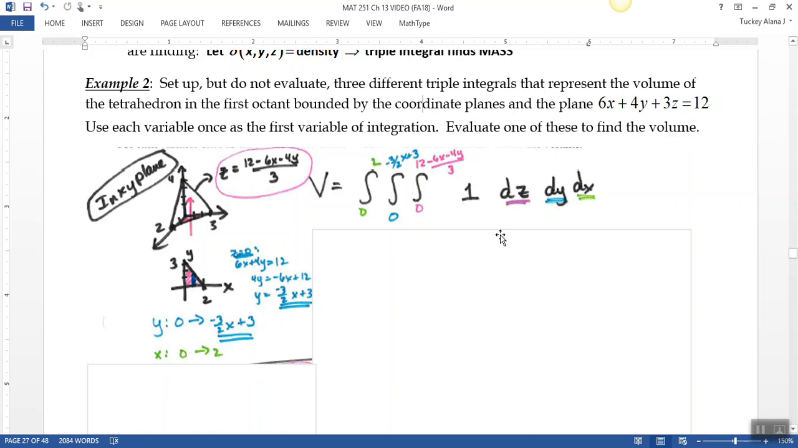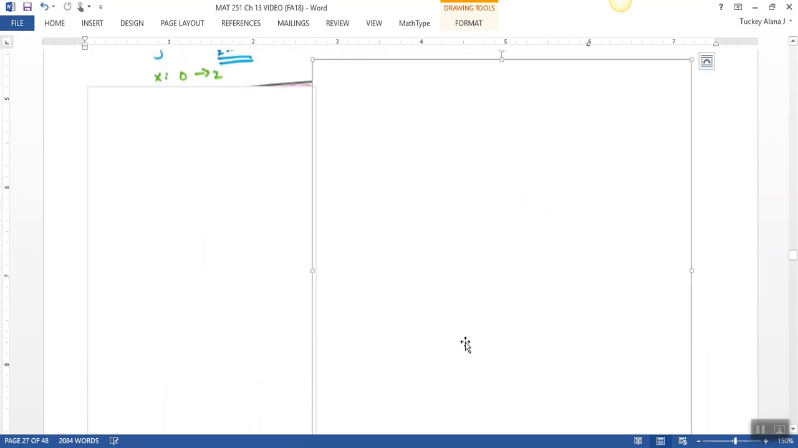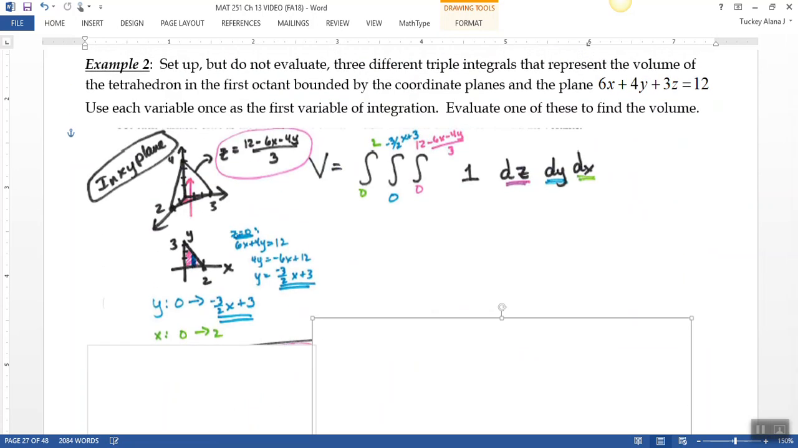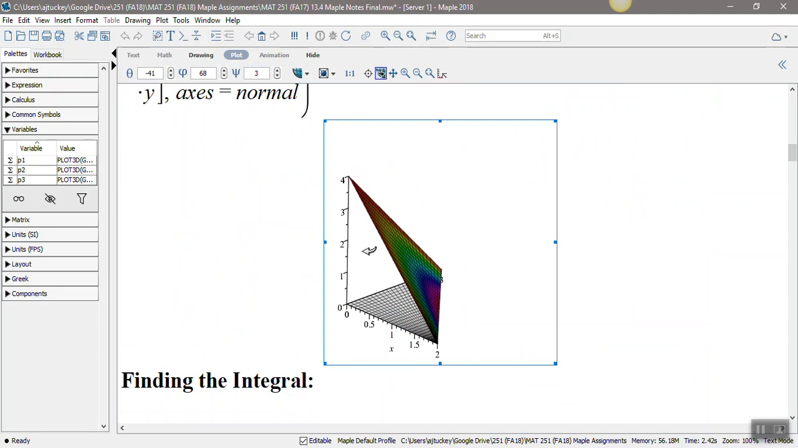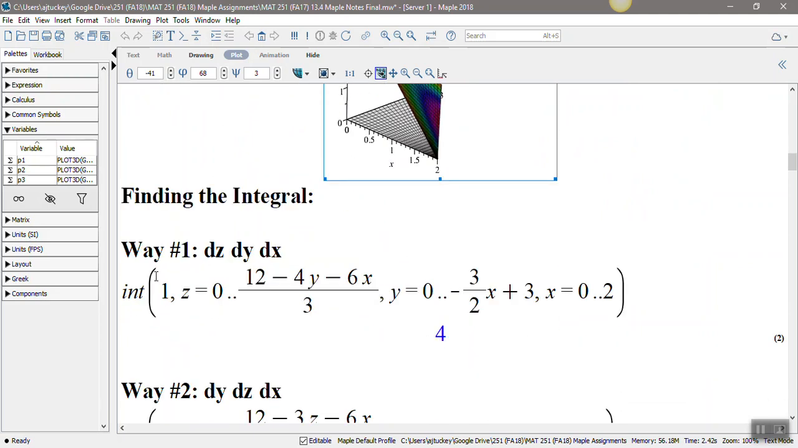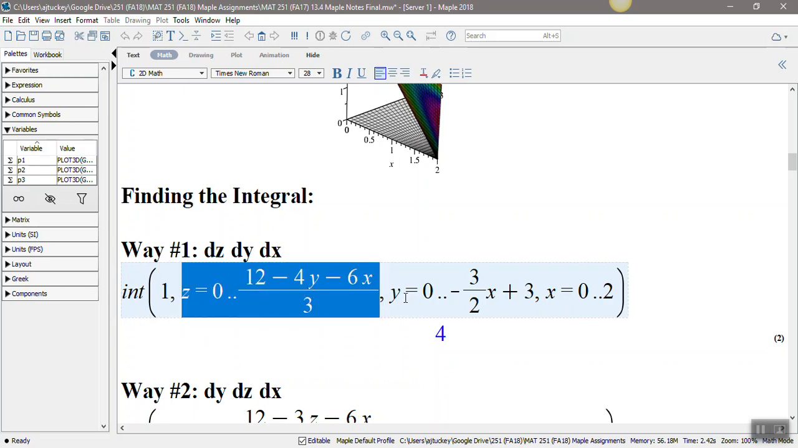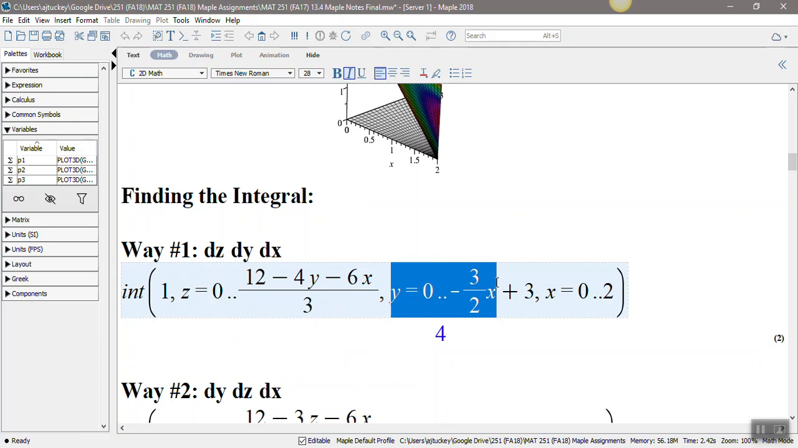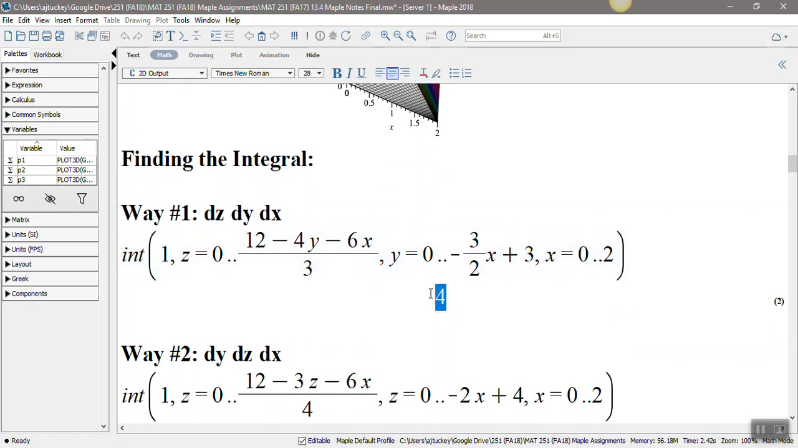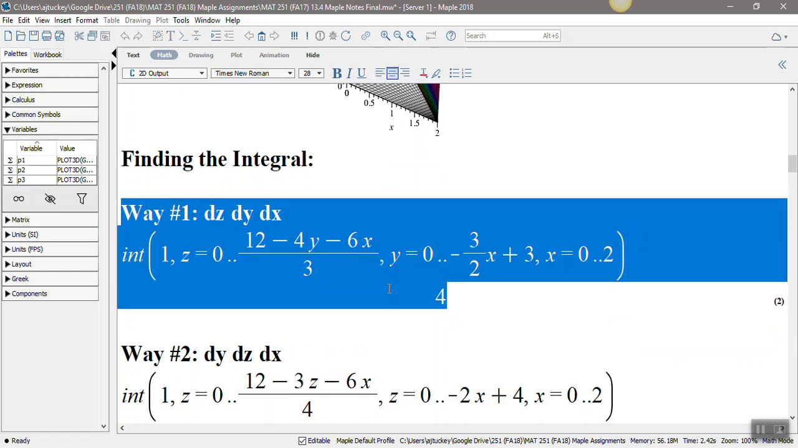Now if I type this into Maple, I'm going to get an answer, which, here, let me show it to you real quick. Finding the integral right here. So if I did this integral, the function is 1. Z is from 0 to what I just said, that function. Y is from 0 to negative 3 halves x plus 3, and x is from 0 to 2. So I typed that all into my integral feature, and I got 4. So this was way number 1, dz dy dx.